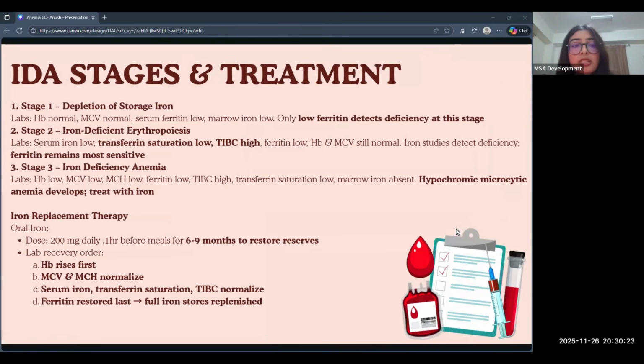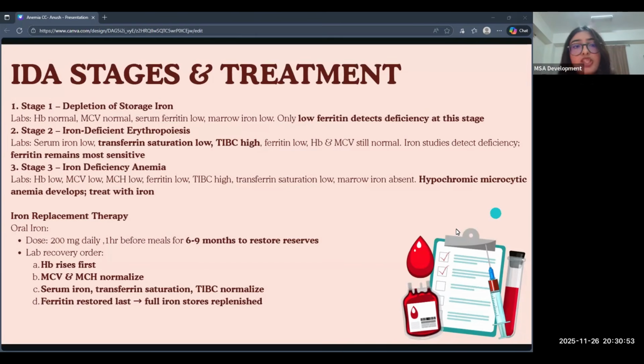So transferrin saturation is low and the TIBC is high because at this stage the body is trying to look for iron anywhere. So that's why it increases the TIBC. Okay. Now, ferritin is the most sensitive test. Please remember this. Now coming to stage 3. Stage 3 is full-blown iron deficiency anemia. At this point, you'll see the clinical features of patient presenting with pallor, with koilonychia, and so on.